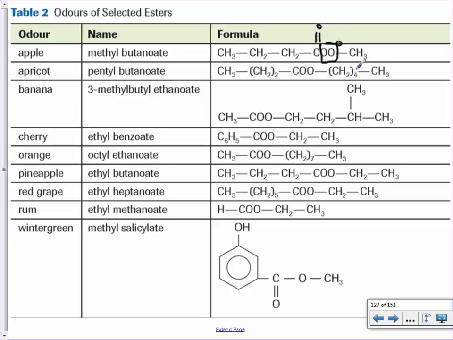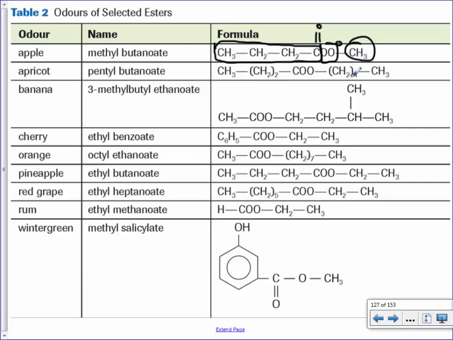Why is there a methyl to start? Why is it a butanoate? Wait, why is that one on? Four. There's 4 after, because there's only one right here. Yeah, but there's a methyl on the end too. See how on this side right here there's a methyl group?